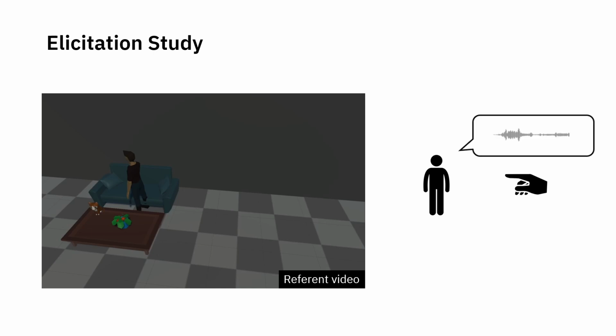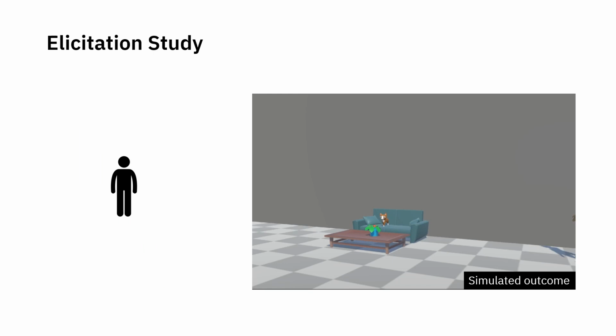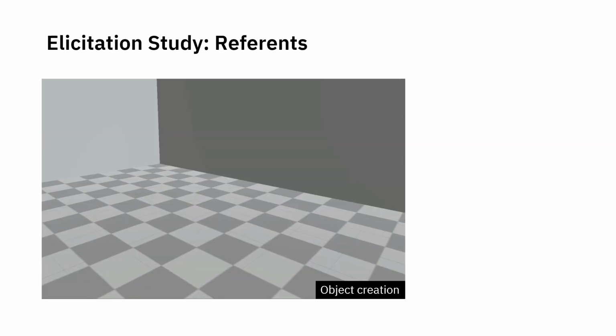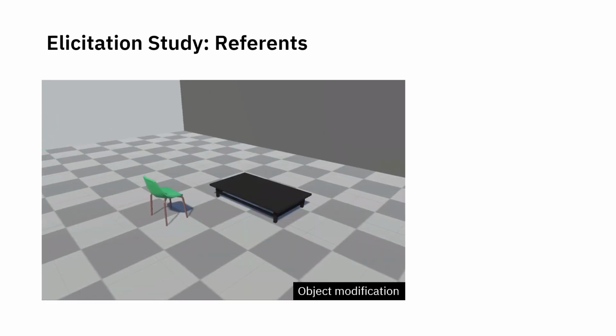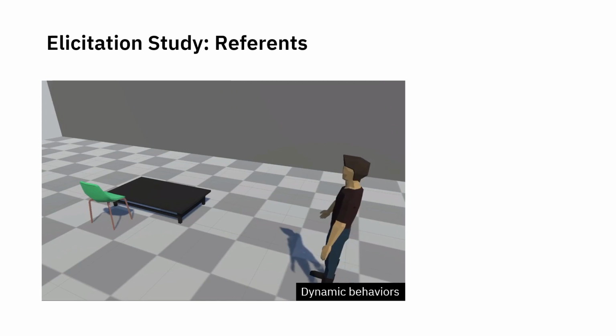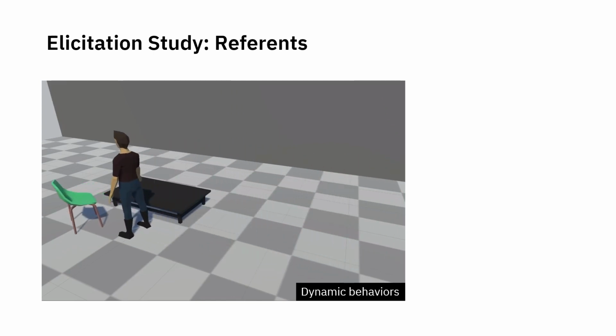We also collected their other behaviors like gestures. Following the Wizard of Oz method, we presented simulated outcomes in the 3D environment to the participants so that it appeared that the system created the scene in response to their prompts. Our reference videos included scenarios involving object creation, modification, and their dynamic behaviors.